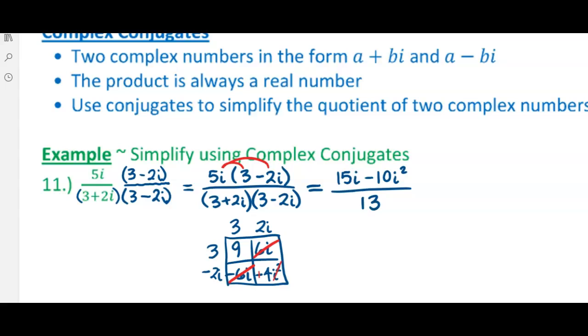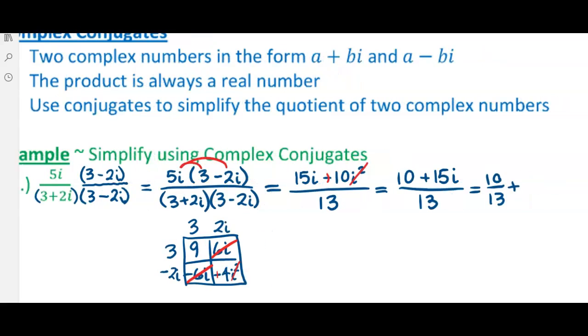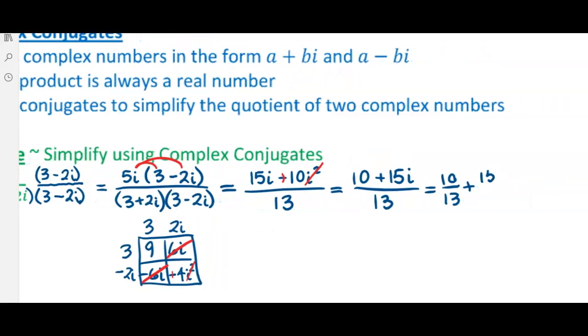But we still need to clean up our numerator. Again, i squared is just a negative 1. So negative 10 times negative 1 makes positive 10. And we like to put our real part first, and then our imaginary part second. That's one way to write it, or we can write it like this: 10/13 plus 15/13 i. Final answer.